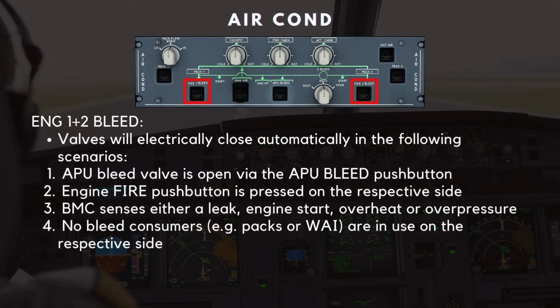In addition to this, the valves will electrically close automatically in the following scenarios. 1. When the APU bleed valve is open via the APU bleed push button. 2. When an engine fire push button is pressed on the respective side. 3. When the BMC senses either a leak, engine start, overheat, or overpressure. And 4. If no bleed consumers, such as packs or wing anti-ice, are in use on the respective side.